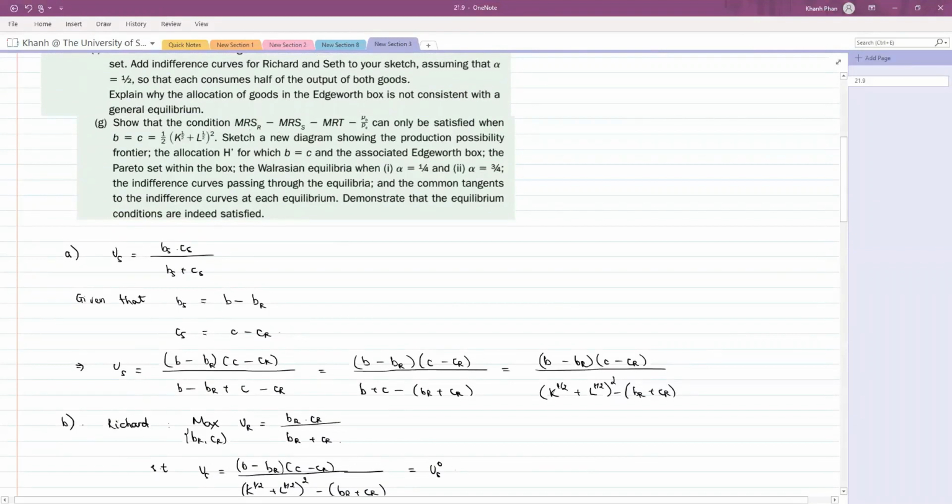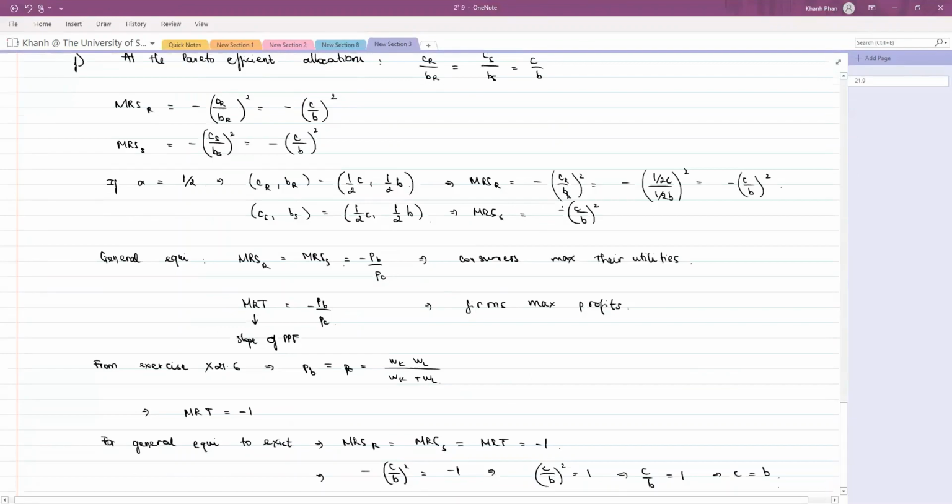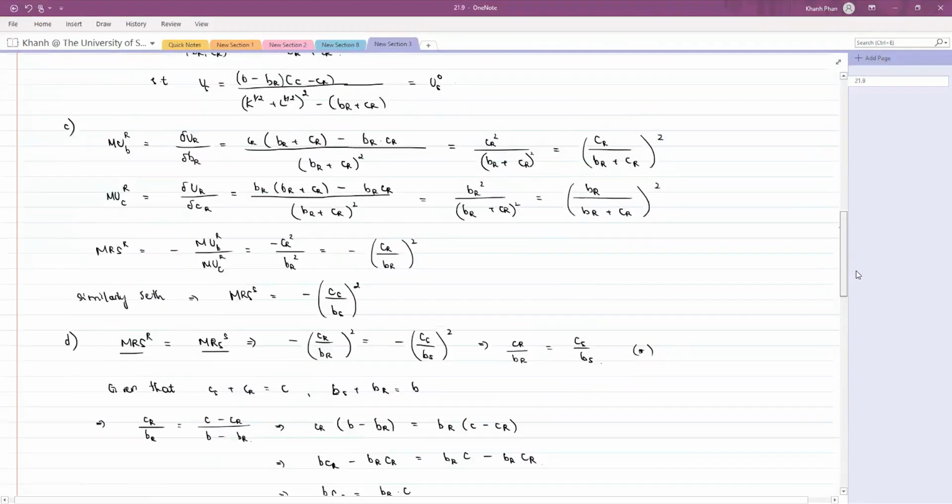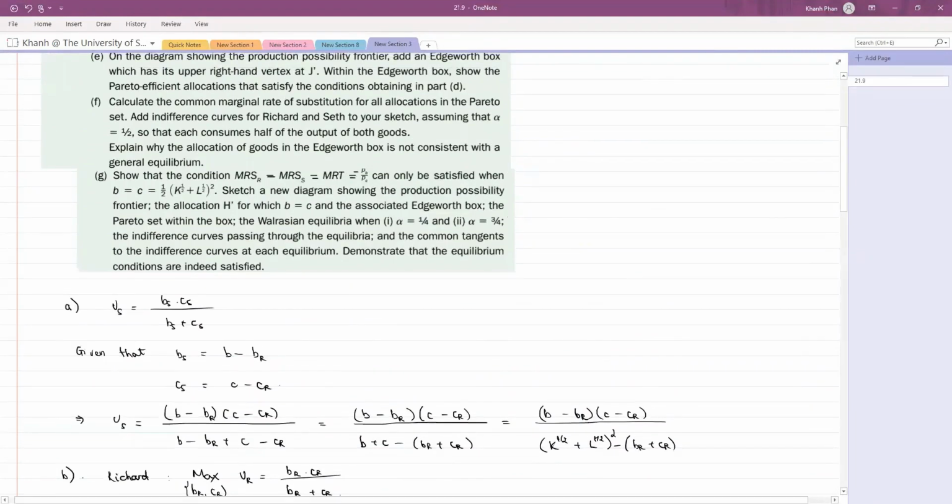So that is basically explaining part G as well, which is asking you to show that the condition where the marginal rates of substitution are equal to each other, equal to the marginal rate of transformation, equal to the negative price ratio, can only be satisfied when B is equal to C, which is what we showed earlier. So B has to be equal to C in order for these things to be equal to each other, equal to -1.